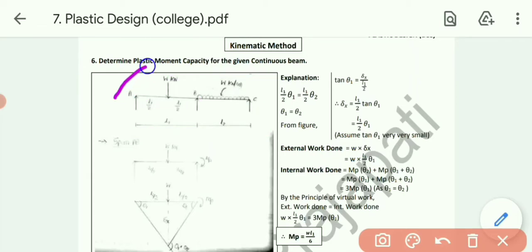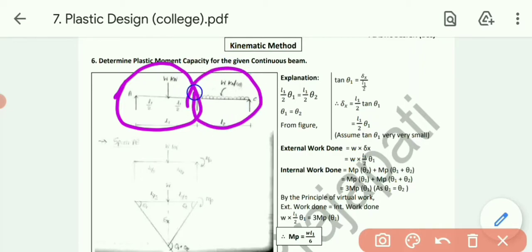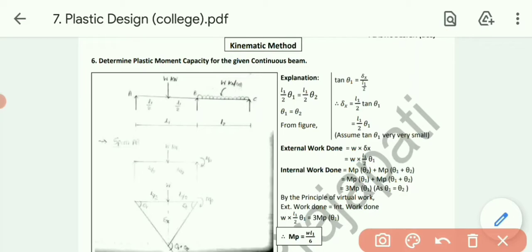Now in this one, on the span AB a central point load is there, while on the span BC a UDL is there, that is of W kilonewton per meter. So let's solve this example by taking each span separately. So first let's take the span AB. Okay, now as you can see at A a simple support is there, and at B, now B will be the intermediate support in the continuous beam ABC. So B will act as a fixed beam. Okay, that is fixed support.